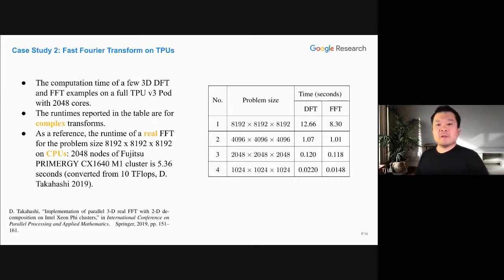As a reference, the runtime of a real transform, a real FFT, for the problem size of 8K cube on CPUs is 5.36 seconds. The numbers are from 48 nodes of Fujitsu cluster. It's converted from 10 teraflops reported by Takahashi in the year 2019. Again, this is a real transform. A complex transform is about 4 times the arithmetics and 2 times the communication compared to the real transform.